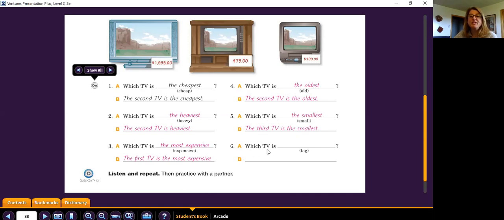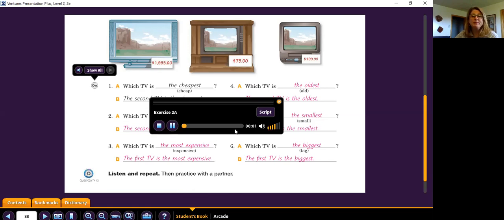Number 6, which TV is the biggest? The first TV is the biggest. All right, so let's go back through. Now that you've written all these, pause the video and do what you need for any corrections or just get caught up, okay? Again, I don't intend to go fast, but I know that you have control over stopping your video, taking a break, rewinding, doing what you need to do. So instead of listening, well, no, we could listen. Wait, I have to share my sound.